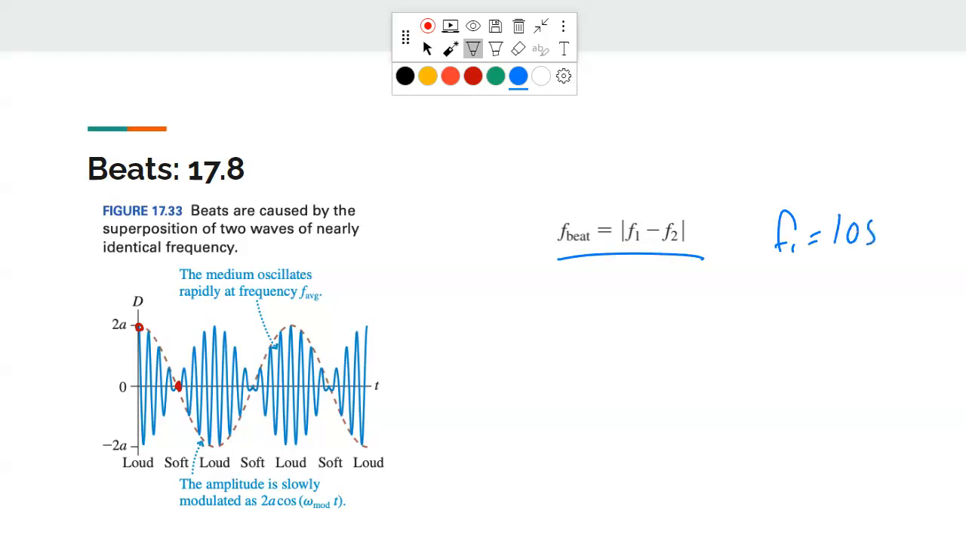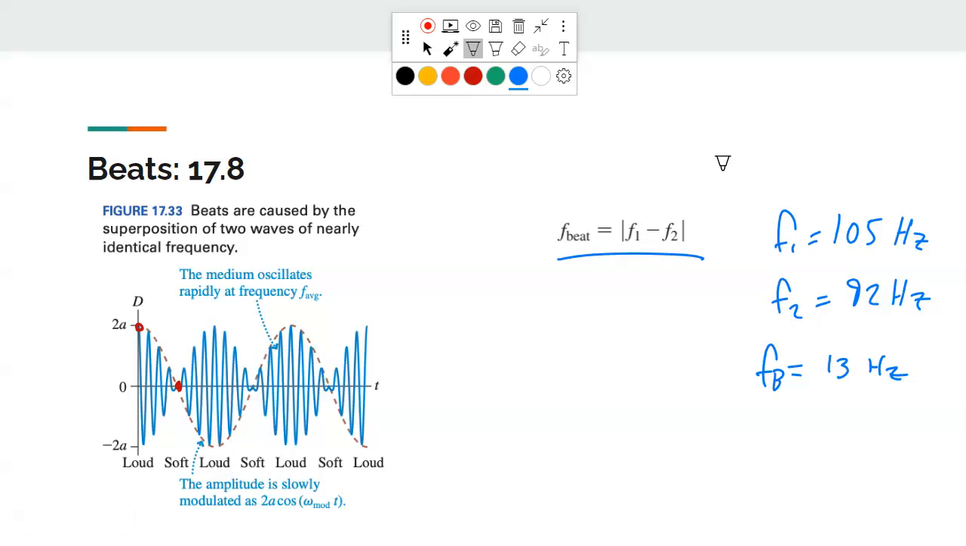So for example, if we have 105 hertz here and we have, I don't know, 92 hertz here, then the beat frequency is just the absolute value of the difference between the two. So here that would be 13 hertz, if I can subtract. And so that would just be, for this red dashed curve, the frequency of that wave.